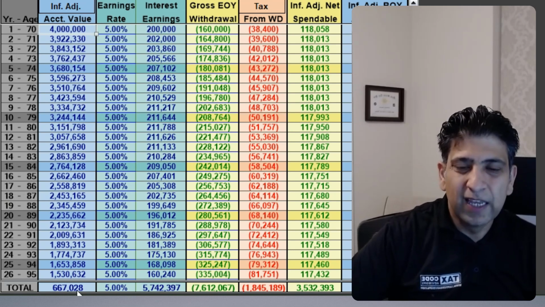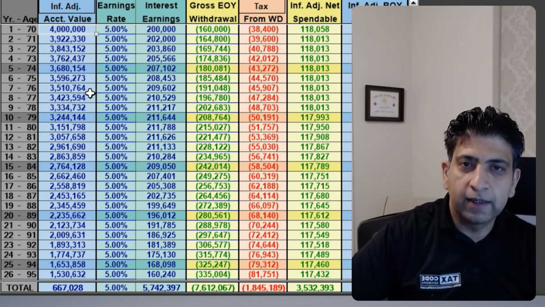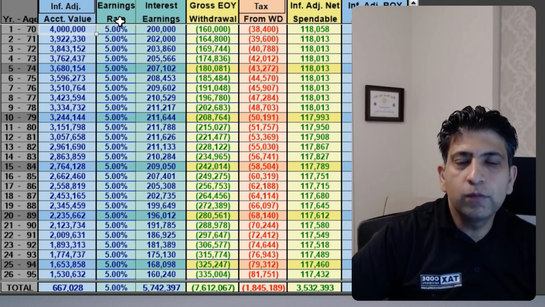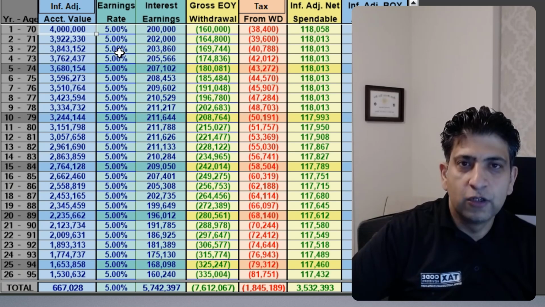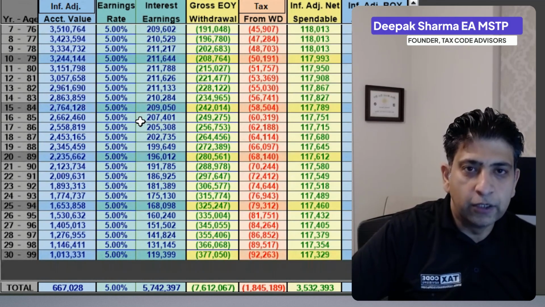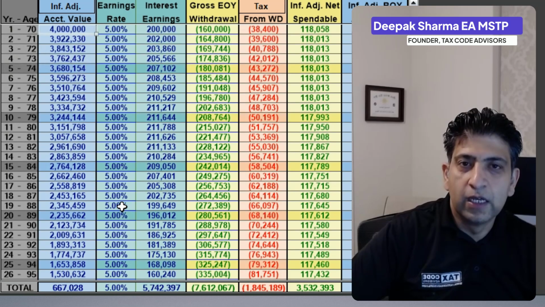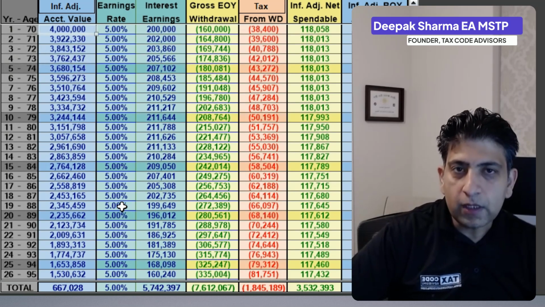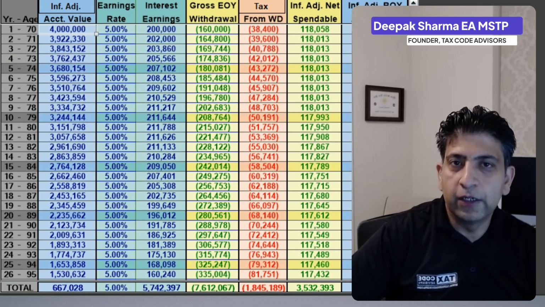$160,000, I'm still okay. And that's why a lot of people use that 4% rule, because they assume that we're going to earn at least 5%. So with 4%, the numbers actually work out really, really good. We can see at age 100, we still have $667,000. Okay, so the number is still pretty good.